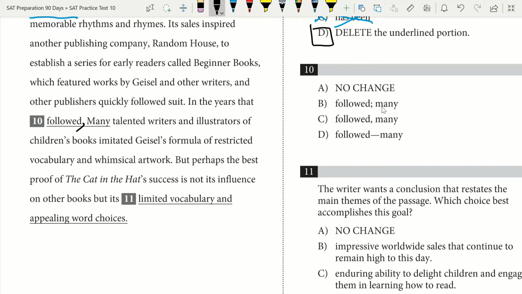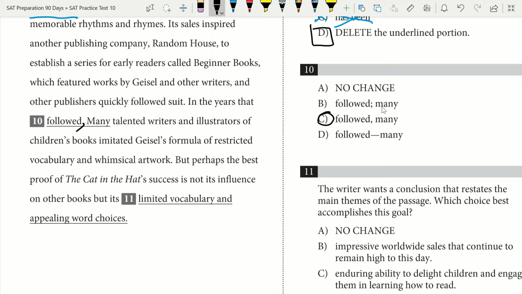In the years that followed, what happened? Okay, you can tell that it's not a full sentence because you're asking yourself what happened. There is no action there, so you have to know what's happening, therefore not an independent clause on its own, in which case you have to have a comma. Okay, so in the years that followed, comma, many talented writers and illustrators of children's books imitated Geisel's formula of restricted vocabulary and whimsical artwork. Okay, so our answer for 10 is going to be C.